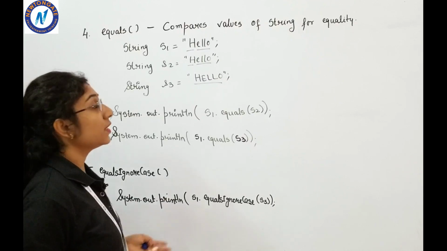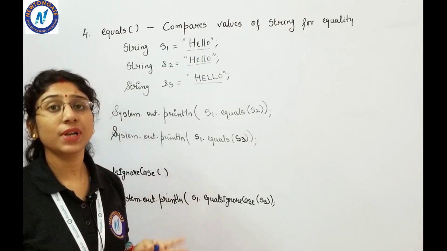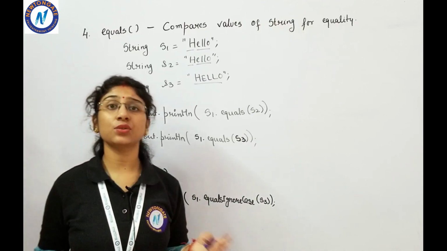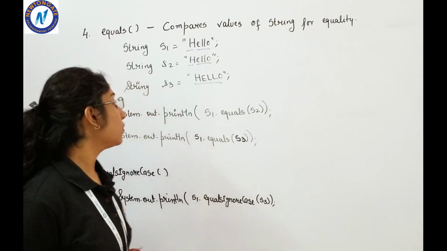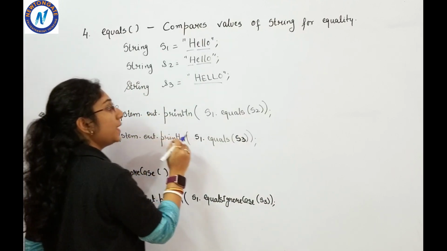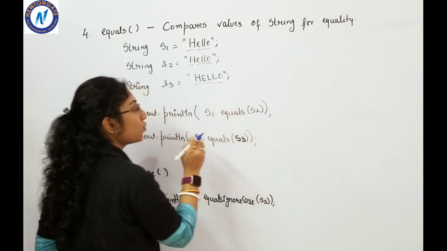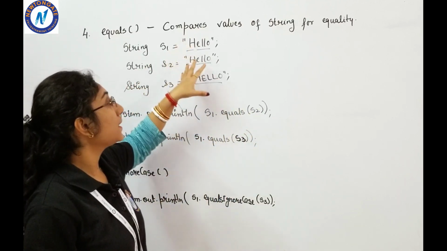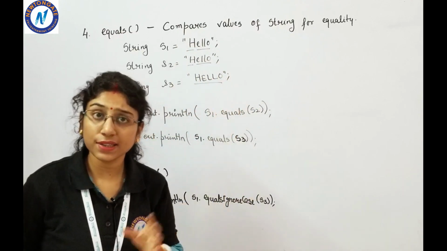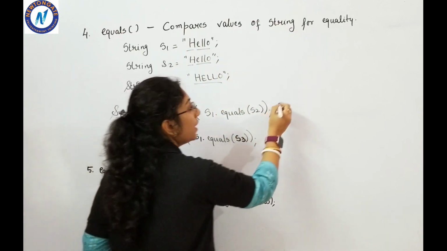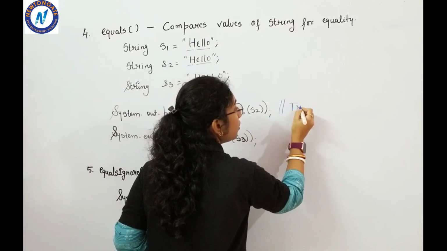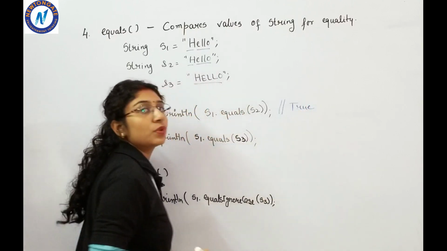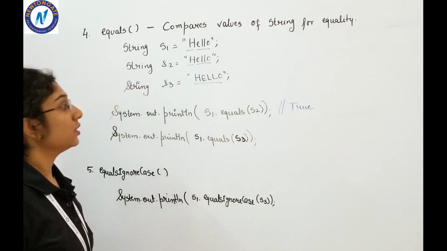The equals function returns a boolean type of value. Boolean is either true or false. So here we go: System.out.println(s1.equals(s2)). We are comparing s1 and s2. Here you can see that the characters and cases both are the same. That's why it will generate true as an output.